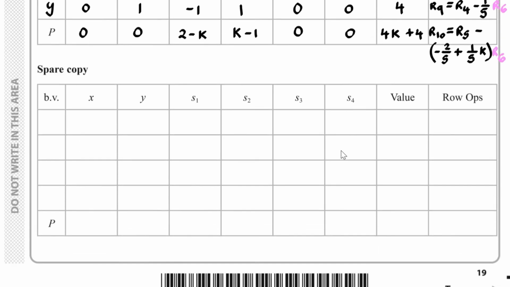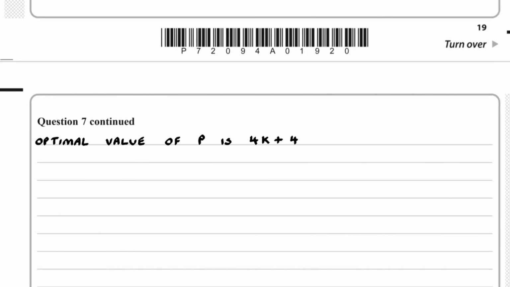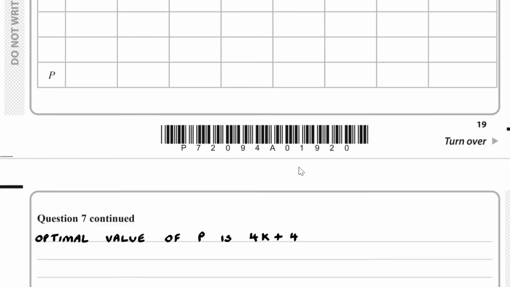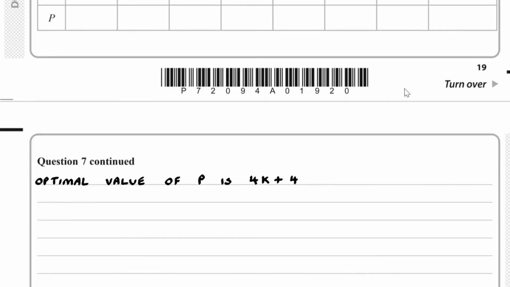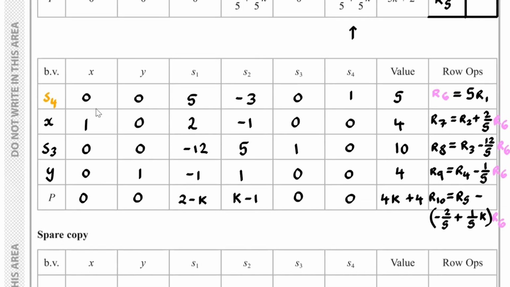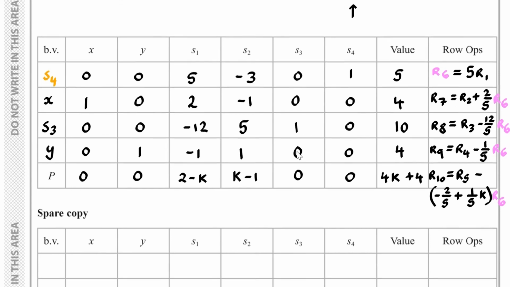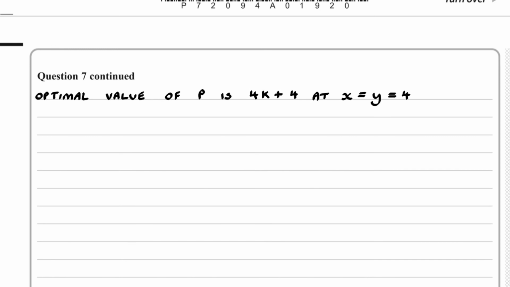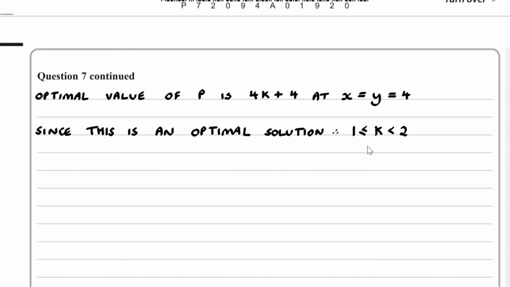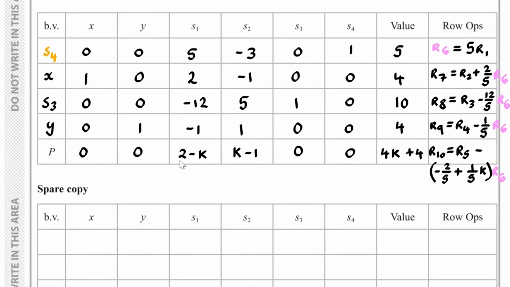So now that this is complete, what we can say then is the optimal value of p is 4k plus 4, and that's what we can see here. And where would this occur? Well, it would occur when x is equal to 4 and y equals 4. So this optimal value occurs when x is equal to 4 and y equals 4. And because it's an optimal solution, we can therefore conclude that k is in between 1 and 2, but not equal to 2. And that's if we consider this situation here.